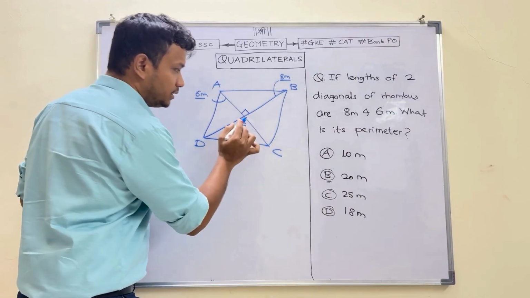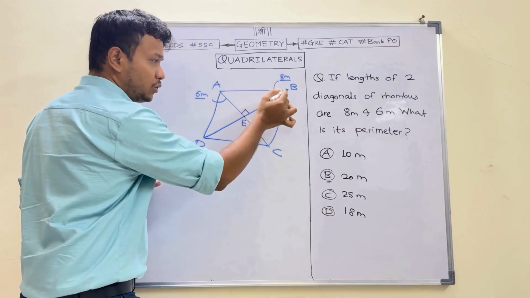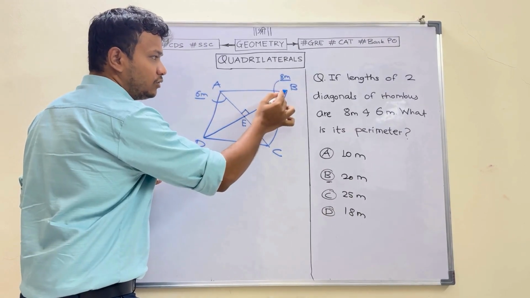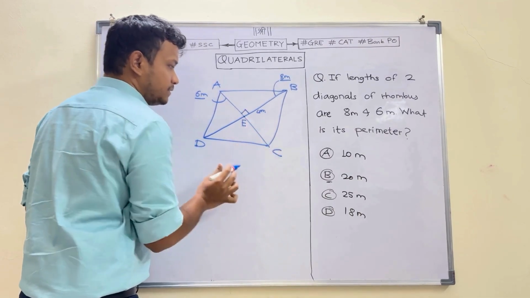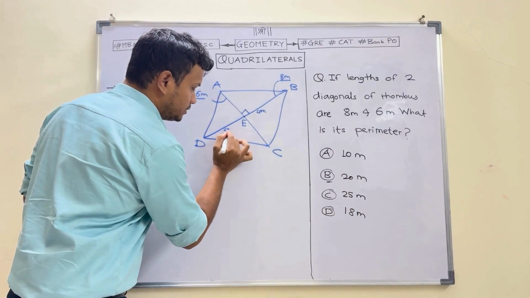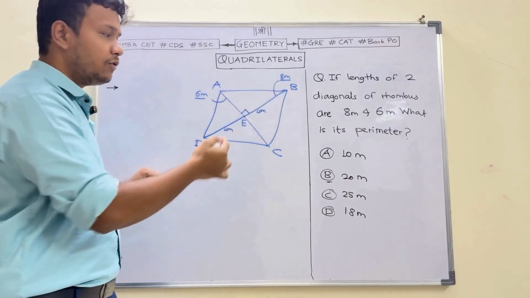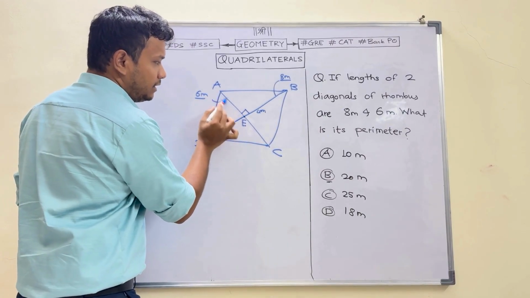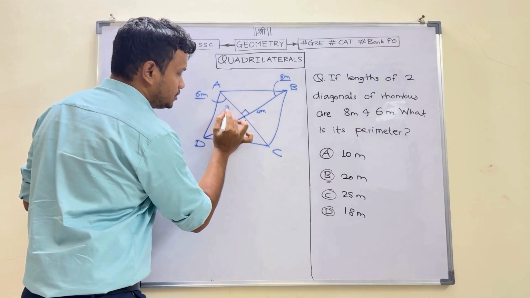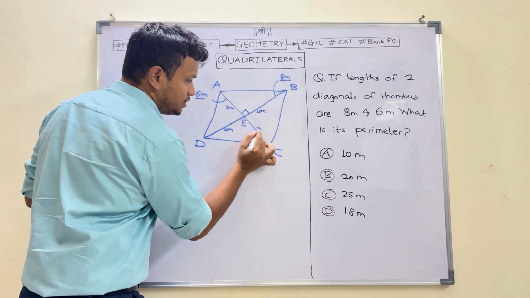So I can just note these dimensions here. As we know, total length is 8 meters. So what would be the EB length? It will be 4 meters. Similarly, ED length will be 4 meters, which is half of 8. Similarly, AE should be half of 6, which should be 3 meters, and EC should be 3 meters.